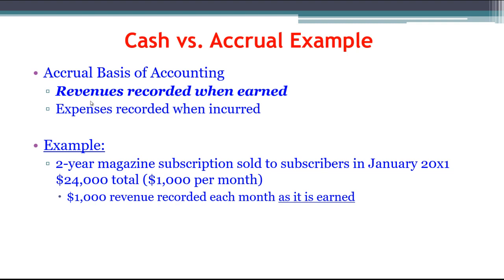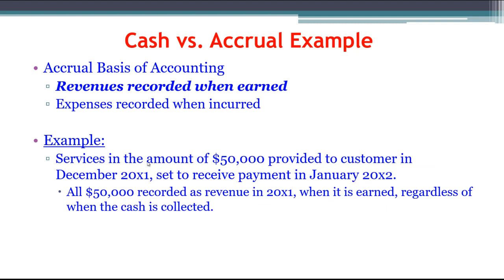The accrual basis of accounting, which is required by GAAP, records revenues when they're earned. So in this situation with that 2-year magazine subscription, every month would record $1,000 of revenue as it's earned. So in this case, half of it would be in year 1, the other half would be year 2, because that's when we earned it. With that $50,000 example, we earned it in year 1, December, which is when we provided the service. So it doesn't matter that we collected cash later on. Year 1 is when we record it as revenue.